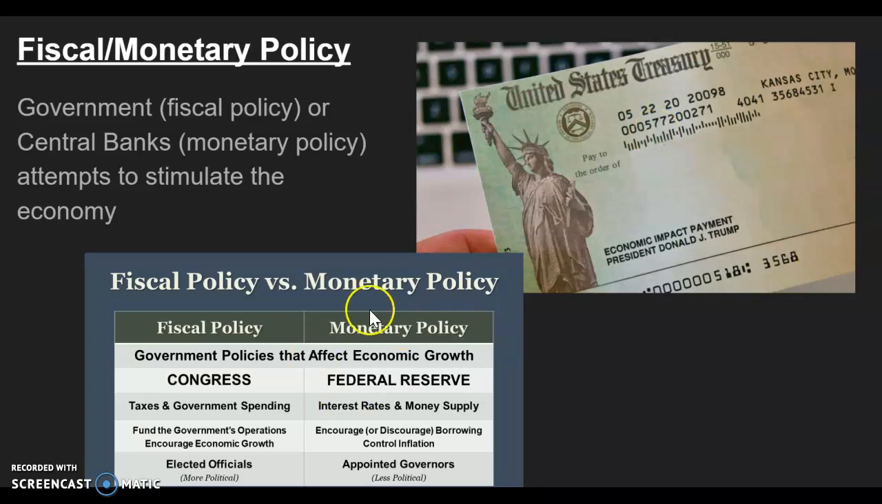Now, I have actual tangible examples, which is kind of nice, down here with this really beautiful chart. So again, fiscal and monetary policy, these are policies that attempt to affect economic growth. And it says government policies.